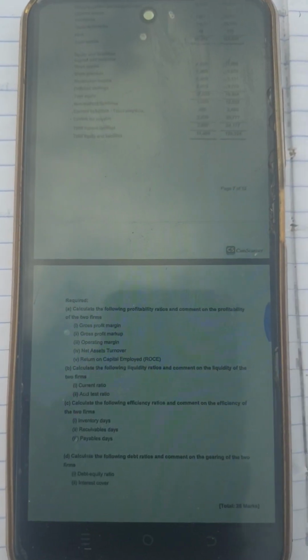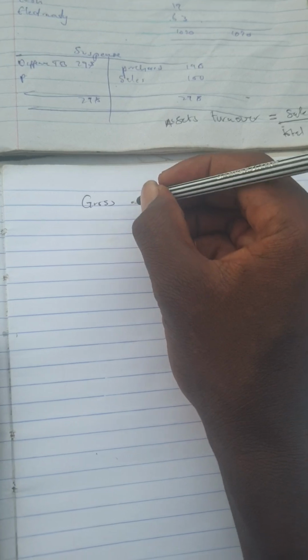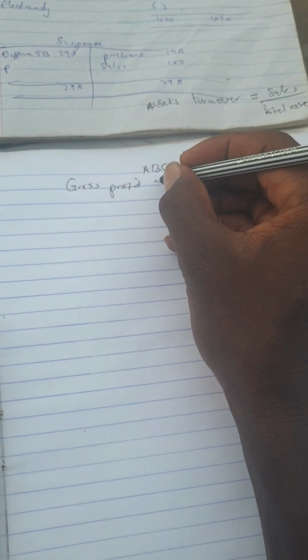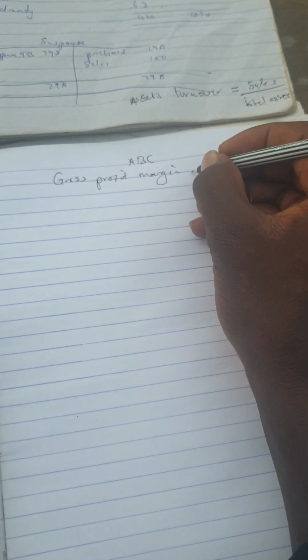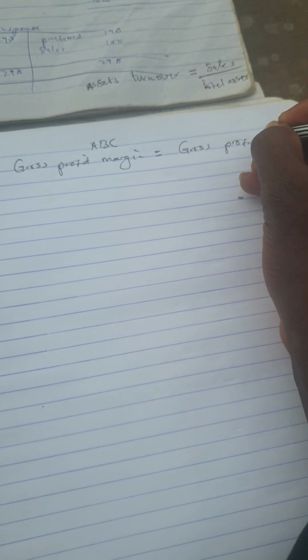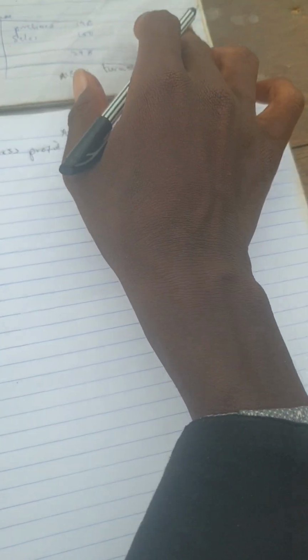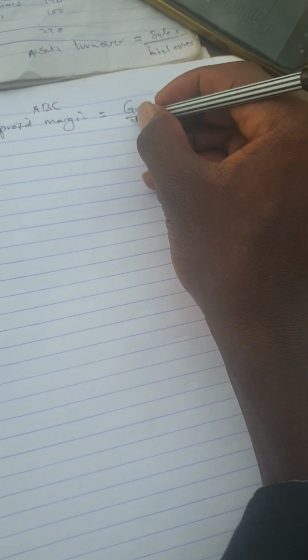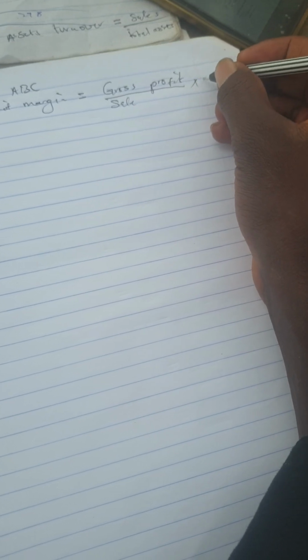So the first question is asking us to calculate the gross profit margin. With ratios, it's all about mastering the formulas. So gross profit margin is our gross profit, because everything is given, gross profit over sales revenue times 100%.